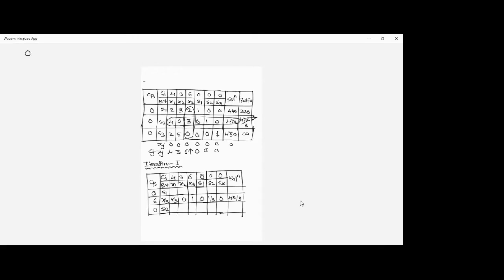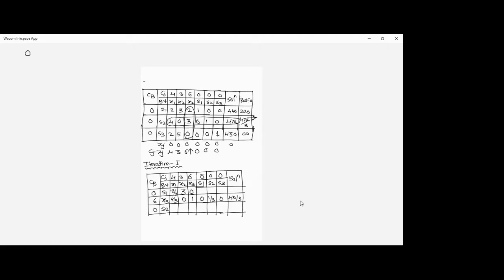2 minus 8 divided by 3, and if we do so, the value comes out to be minus 2 by 3, right? For the second value, it will be 0 into 2 divided by 3, that is 0 only. So 3 minus 0 is 3. In our third step, it will be 2 minus 2 into 3 divided by 3. So it will be 2 minus 2, and it will be equal to 0.